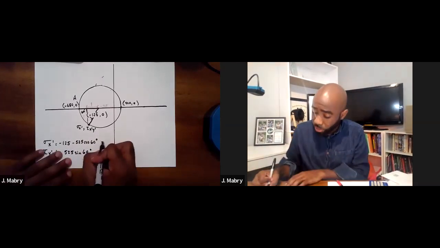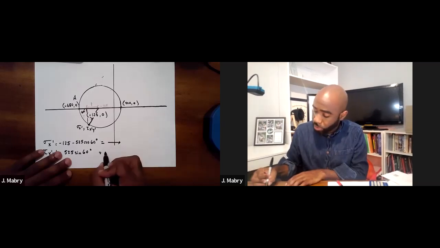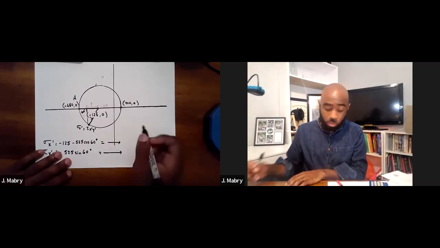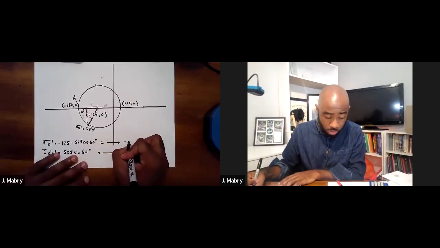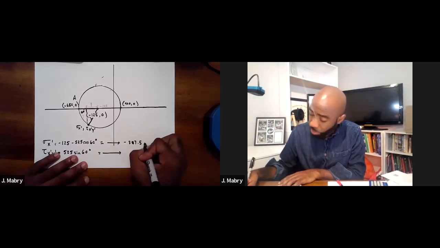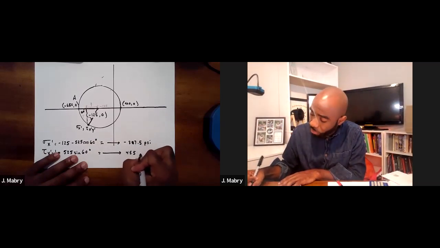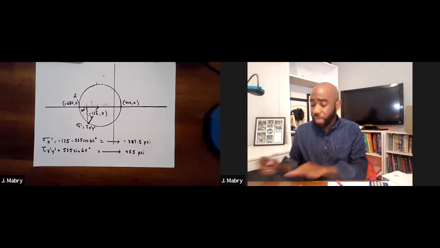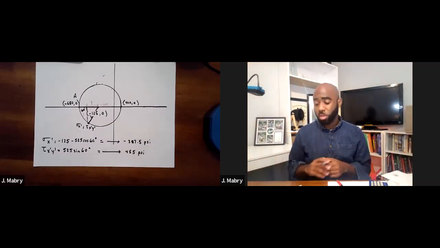Now, if we plug and chug that, we get our answers, we will find that this value is a negative 387.5 psi and a 455 psi. And this is how we used Mohr's circle to solve for these stresses.